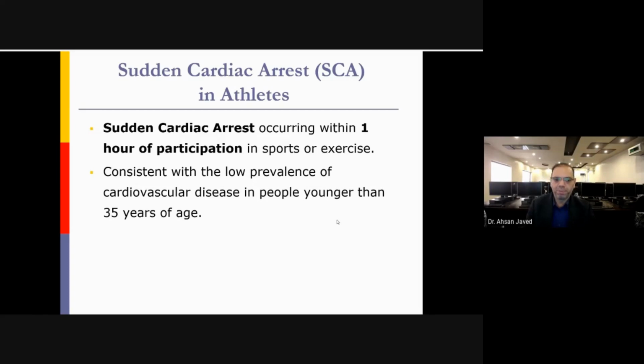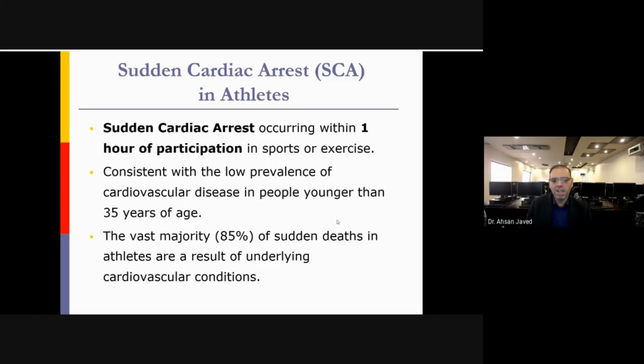If the person collapses, it will lead to sudden cardiac arrest. It is consistent with the low prevalence of cardiovascular disease in people younger than 35 years of age. So the condition is present in people who are younger than 35 years of age, and they may have an underlying cardiac pathology which was never diagnosed. They were actively involved in all types of activities, games and athletics, and one day this cardiac pathology triggers, and eventually it leads to the death of that person. About 85% of the sudden deaths in athletes are a result of an underlying cardiovascular condition. So the most common cause of death in young athletes is sudden cardiac arrest.